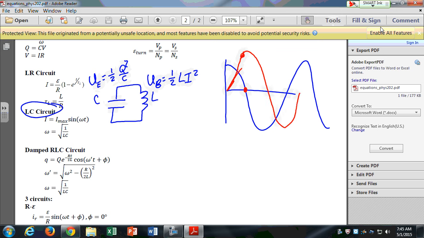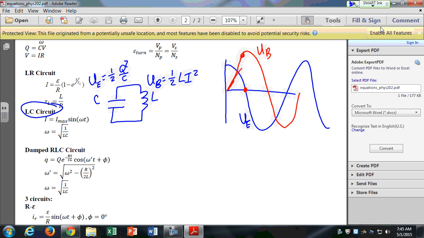So they're going to switch that energy back and forth, where this is my energy in the magnetic field, and this is my energy in the electric field. Some questions I could ask you about this: I could just ask you to find what is the current at any particular time in this LC circuit.